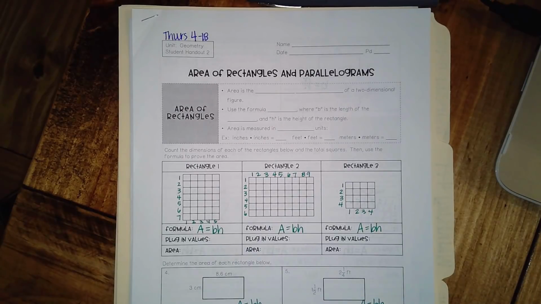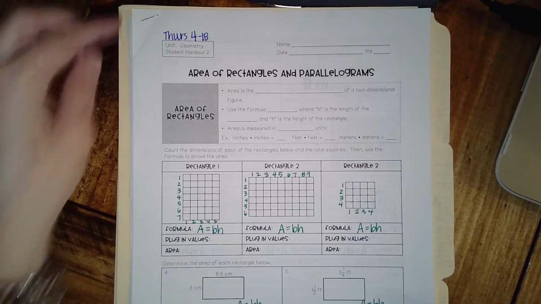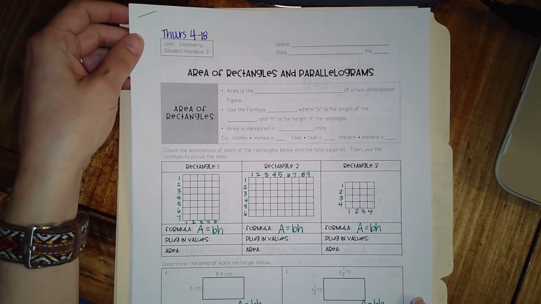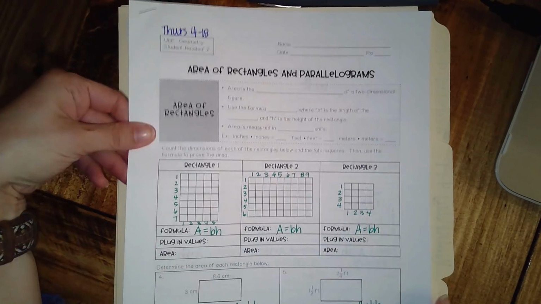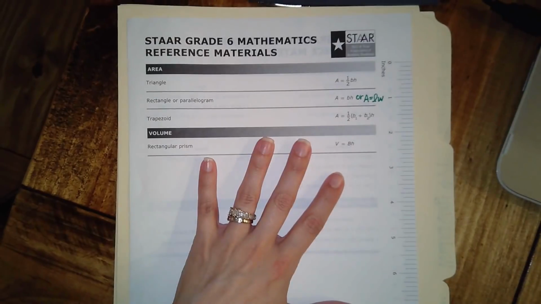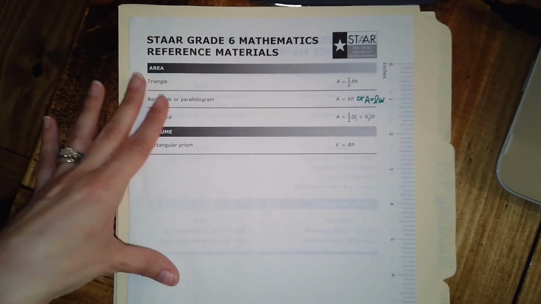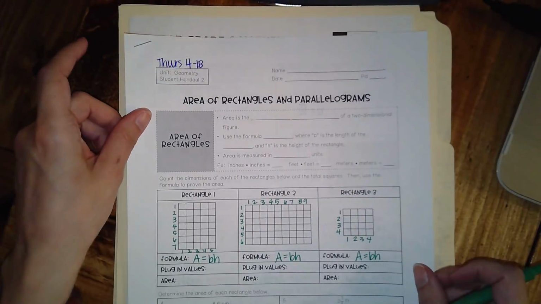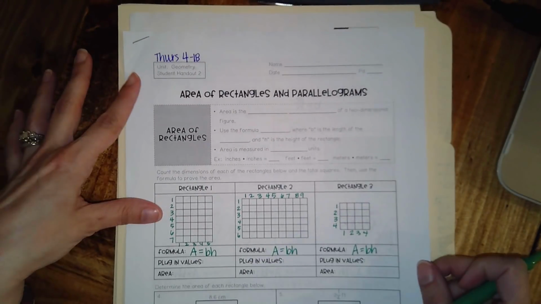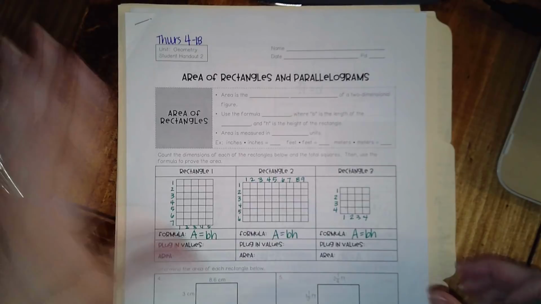Okay guys, we are learning about the area of rectangles and parallelograms today. So to complete this lesson, you will need this handout that says Thursday, April 18th on it, and you will also need your reference material chart that is in your composition book. So if you can have that handy, that will be helpful. Make sure you put your name and class at the top of your paper before we get started.